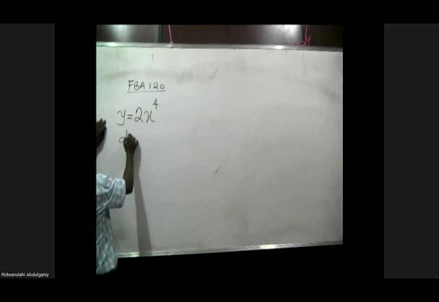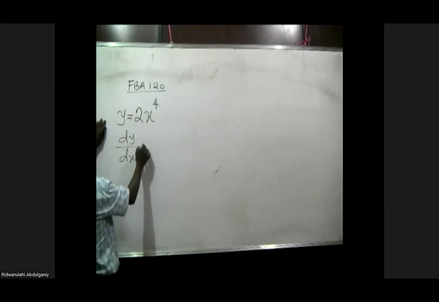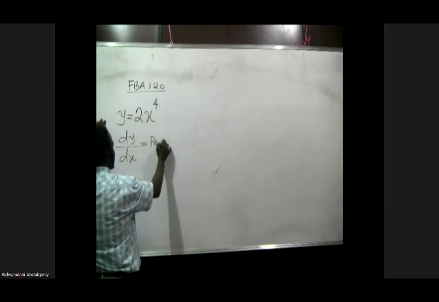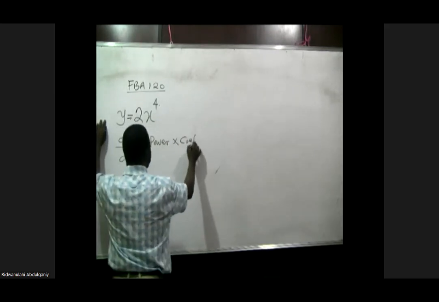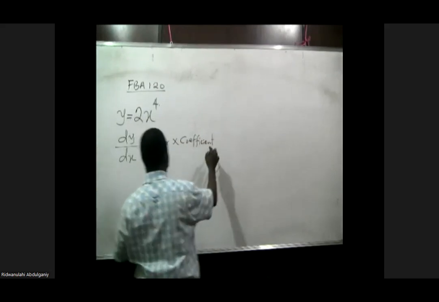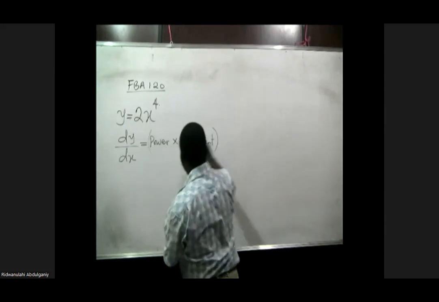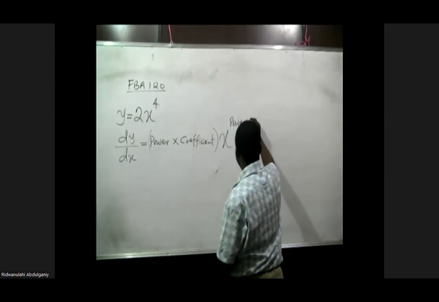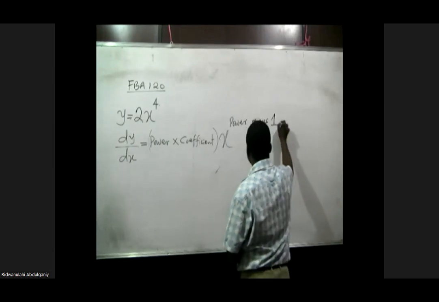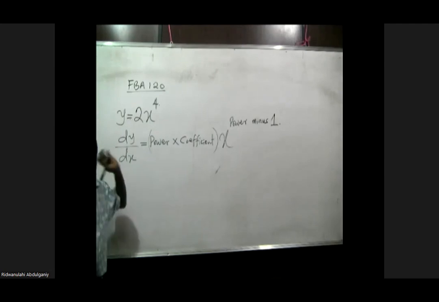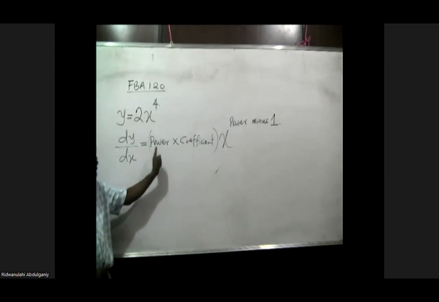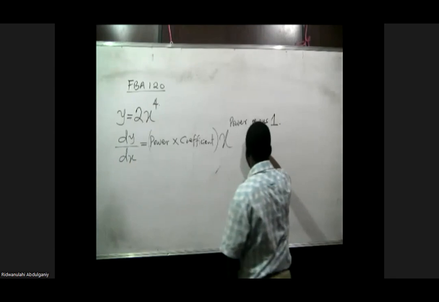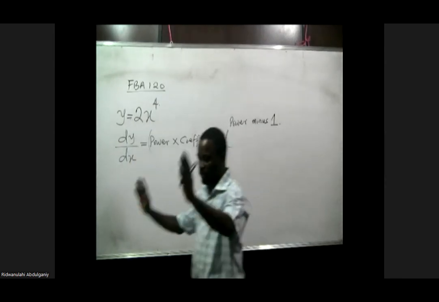Now the rule says that to differentiate, you have dy over dx equals the power multiplied by the coefficient, then x raised to power minus 1. That is what we want to be doing in a polynomial. Recognize your power; in this context, my power is 4. Multiply the coefficient by the power. You write your x, then go back to the power and subtract 1 from the power. Whatever you get becomes your final answer.